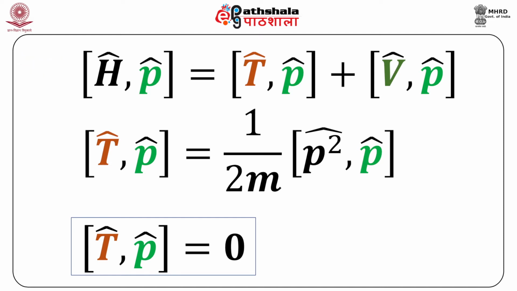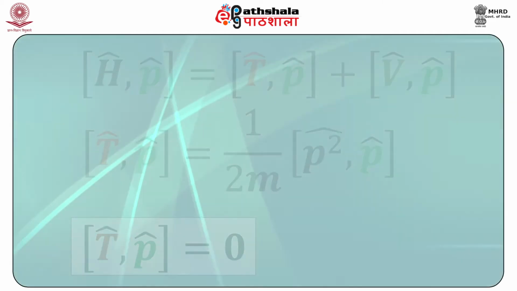Since T is a function of P, as we have already seen, this implies that the commutation of T caret comma P caret is 0, which means that kinetic energy and linear momentum commute.